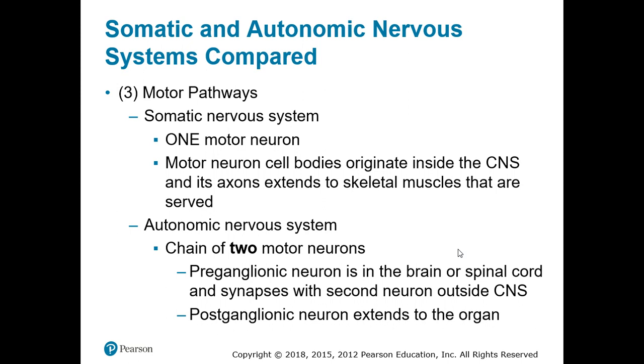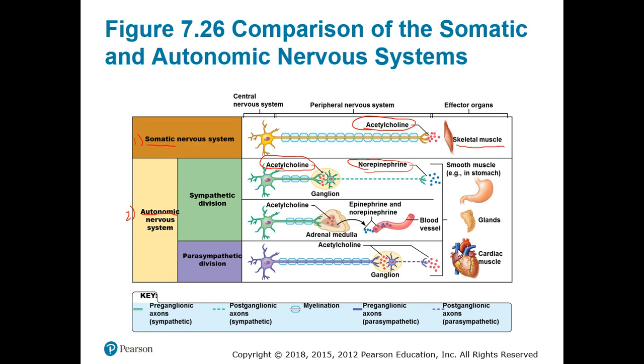From there, we can talk about the motor pathways. One major difference between the picture we saw on the last page was how many neurons were there. So if we look back here, somatic shows one single neuron. Here's my cell body, and it's extending all the way to whatever it wants to stimulate. Whereas in our autonomic, I have a cell body, I have one neuron. It goes to a second neuron, and then that can go to whatever it would like to stimulate. So the major difference is the number of neurons that are available.